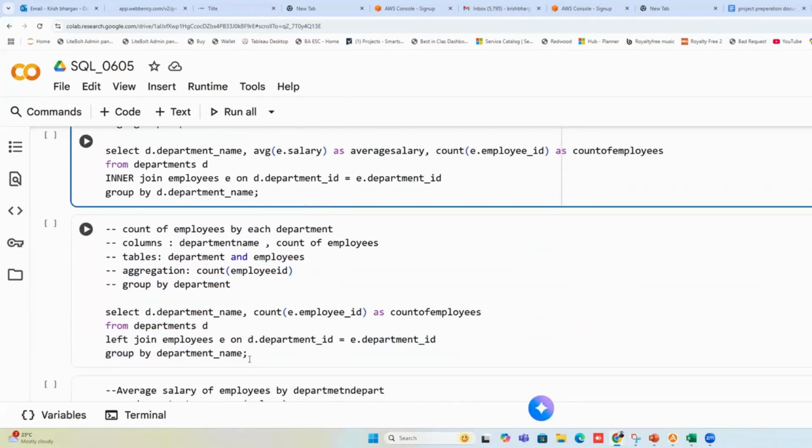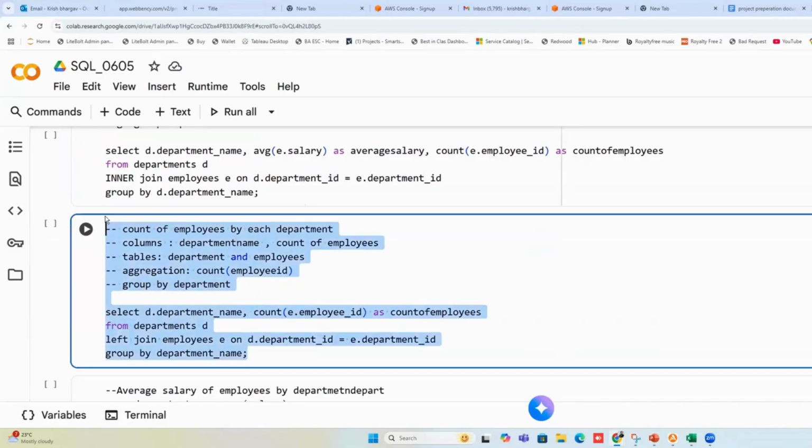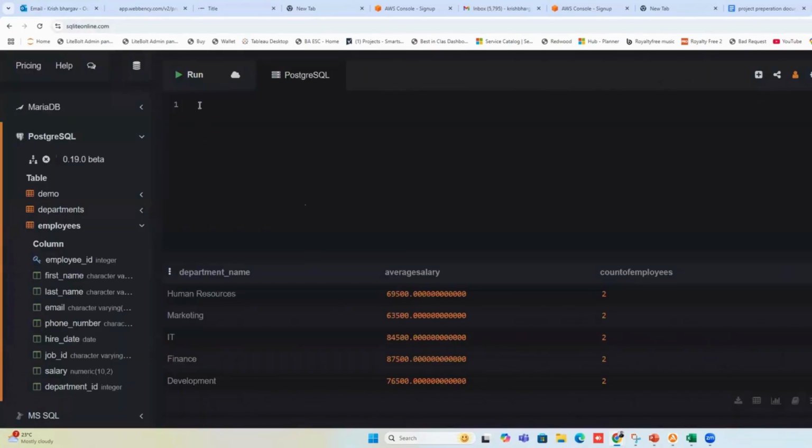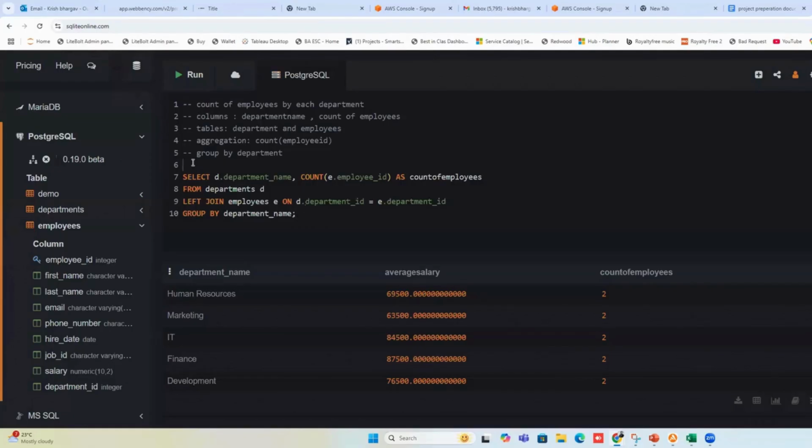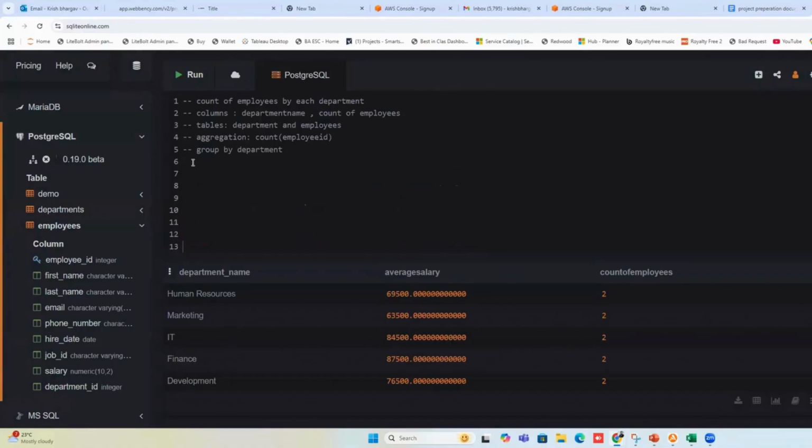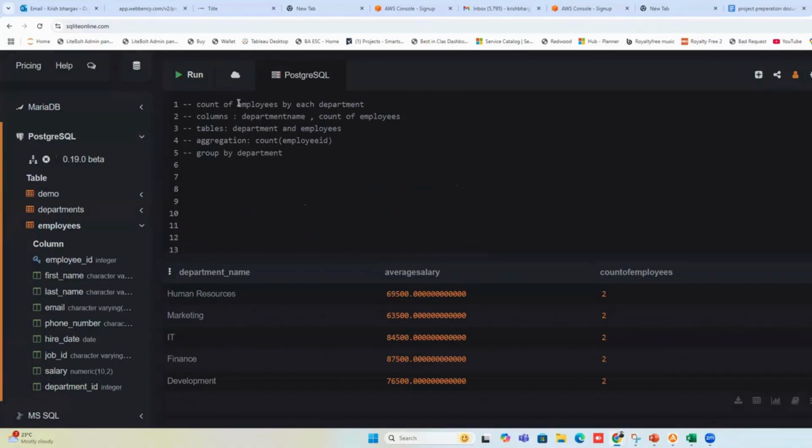And it is so easy to do this. Now, I want count of employees by each department. If I remove this, let's say count of employees by each department. So I need department name and count of employees as my columns. Tables are the department and employee tables. Aggregation is count of employee ID. And group by each department.